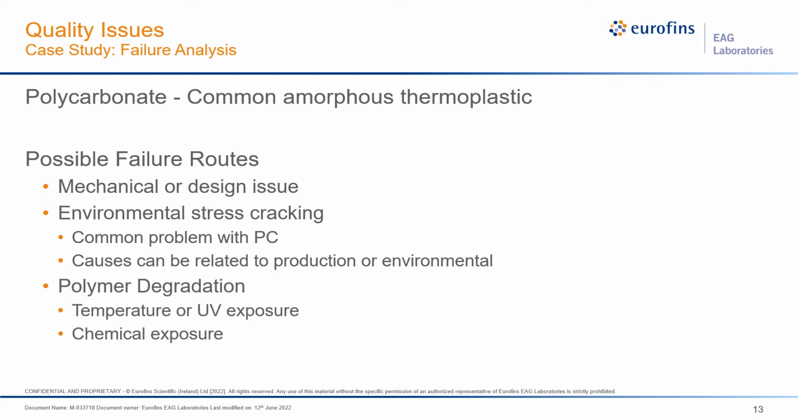Polymer degradation. Many polymer chemists know that you can degrade a polymer with temperature, too hot, too cold, UV exposure, or chemical exposure, as we see in this instance. After all of our examinations, it was recommended to the client that EAG replicate the possible failure environment. Let's take a look at some images.